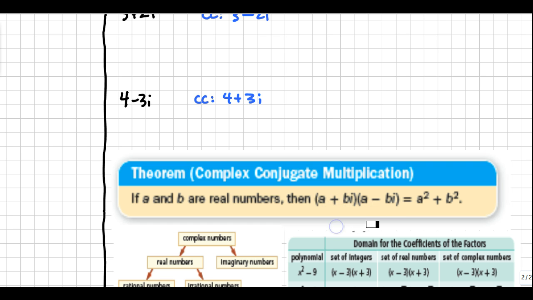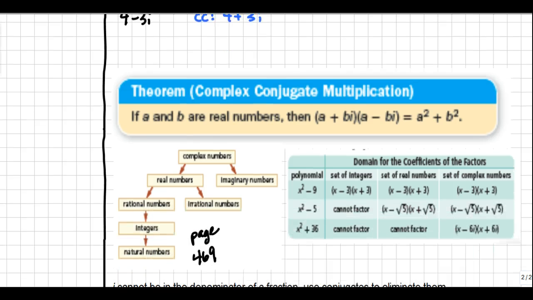Then when you do the L of FOIL, you're going to get bi times negative bi. That's going to be negative b squared i squared. i squared, remember, is negative 1, so that's going to make that b squared go back to positive. So notice how in our answers there's no i's. The i's go away when you multiply a complex number by its conjugate. So that'll be beneficial to us when we do the next problem together.